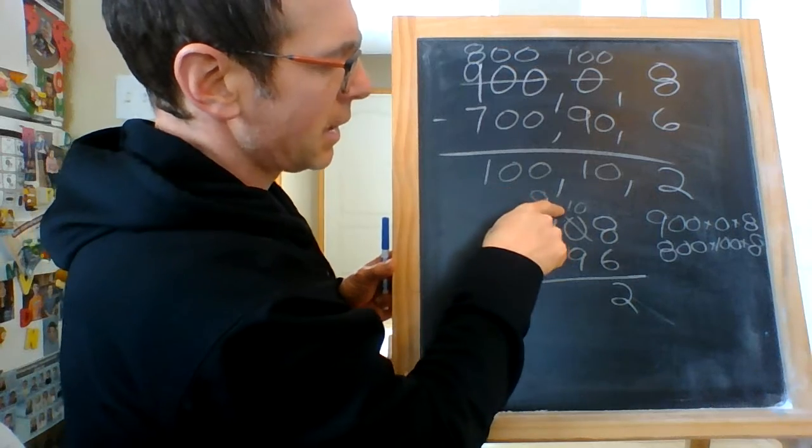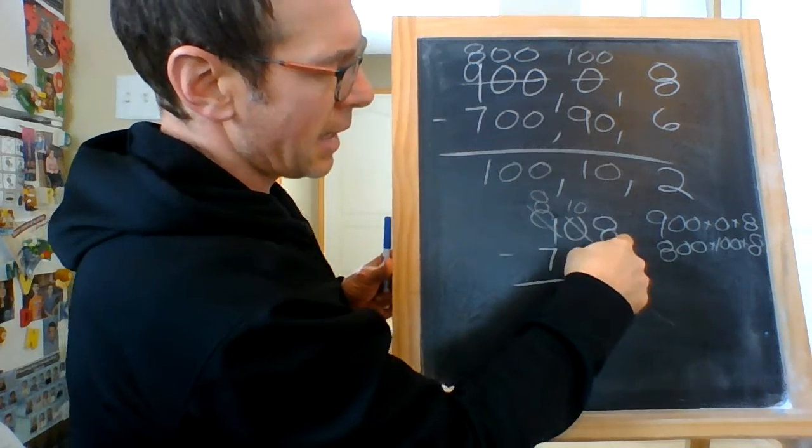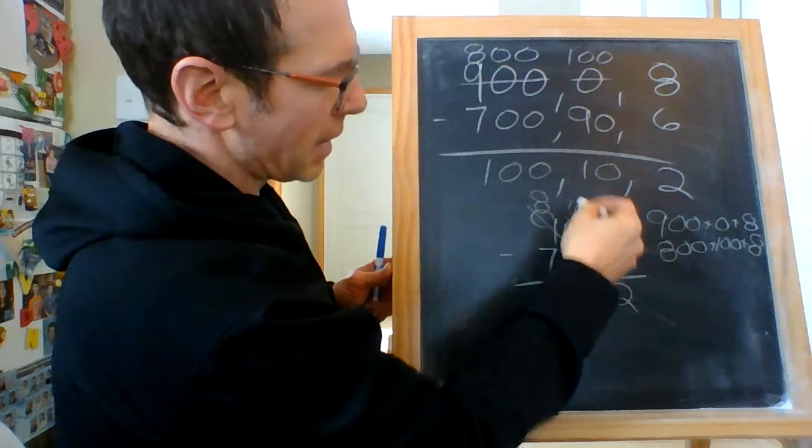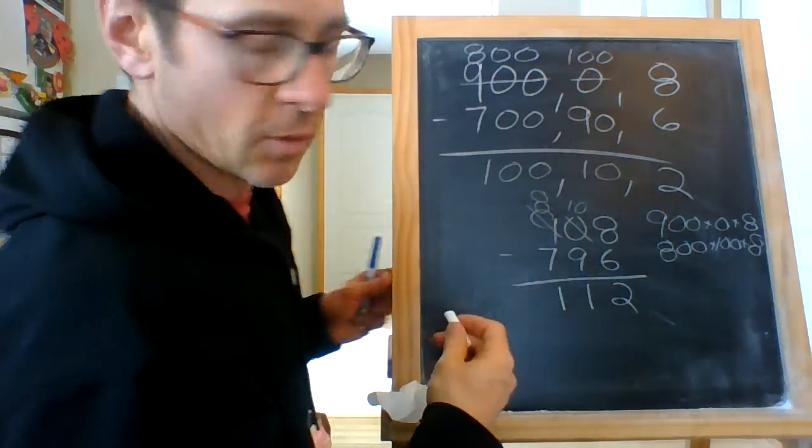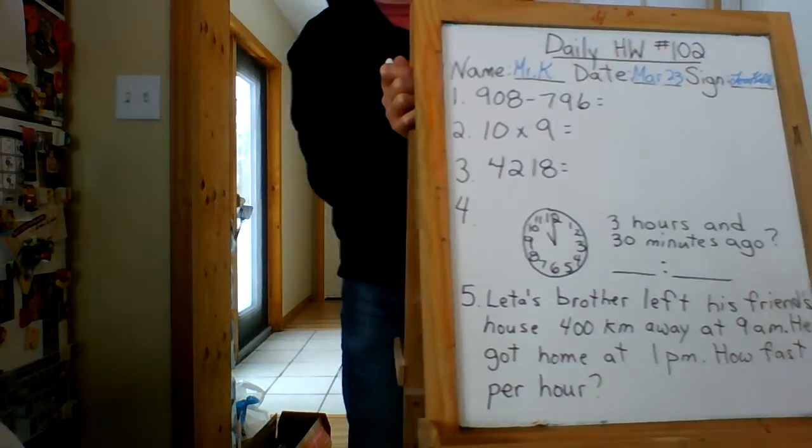I have 800s, 10 tens, which is 100, and 8 ones. Now, I have 10 minus 9, so that's going to give me 1, and 8 minus 7 is 1. So there's 112. So my answer for number 1 is 112.